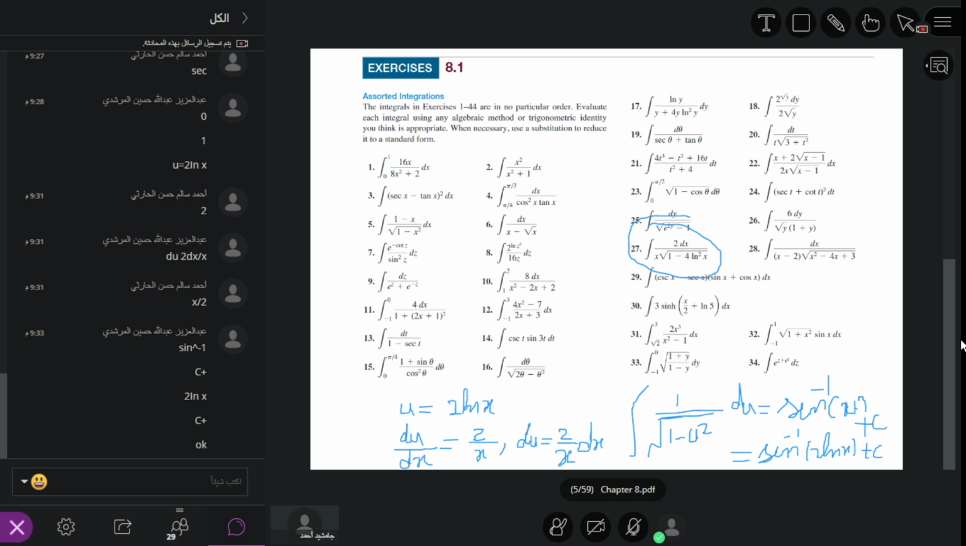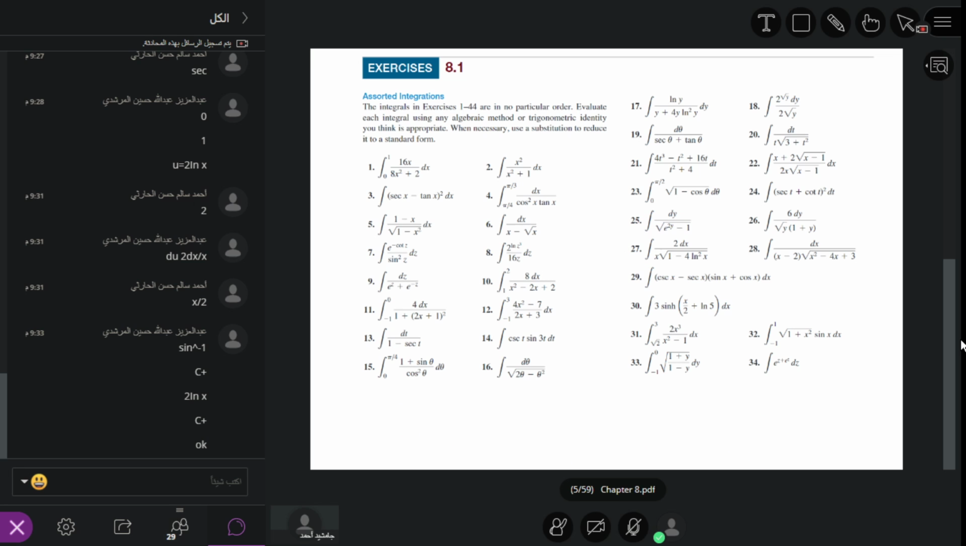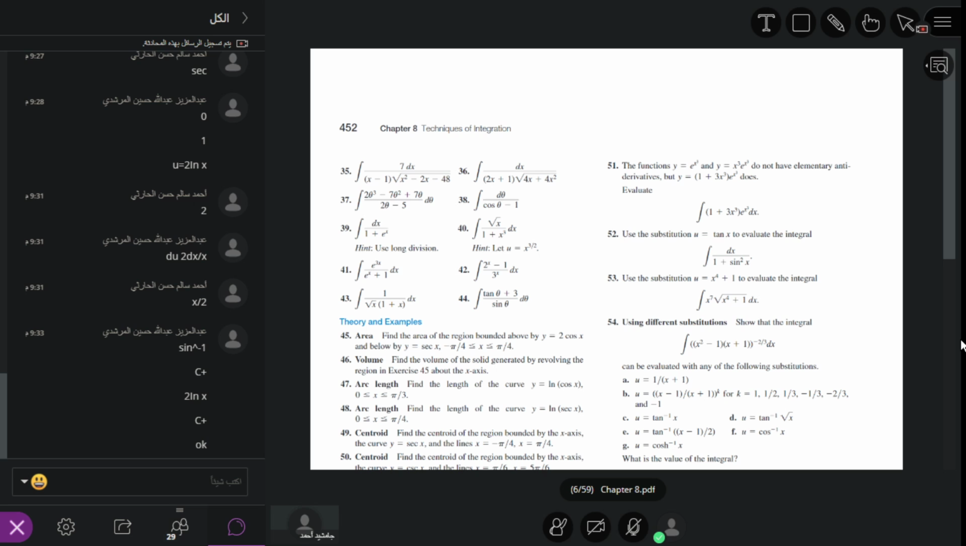After this, we start the new topic, which is called integration by parts. What is integration by parts? If we have two functions, one is f of x, one is g of x, I write here the general formula.